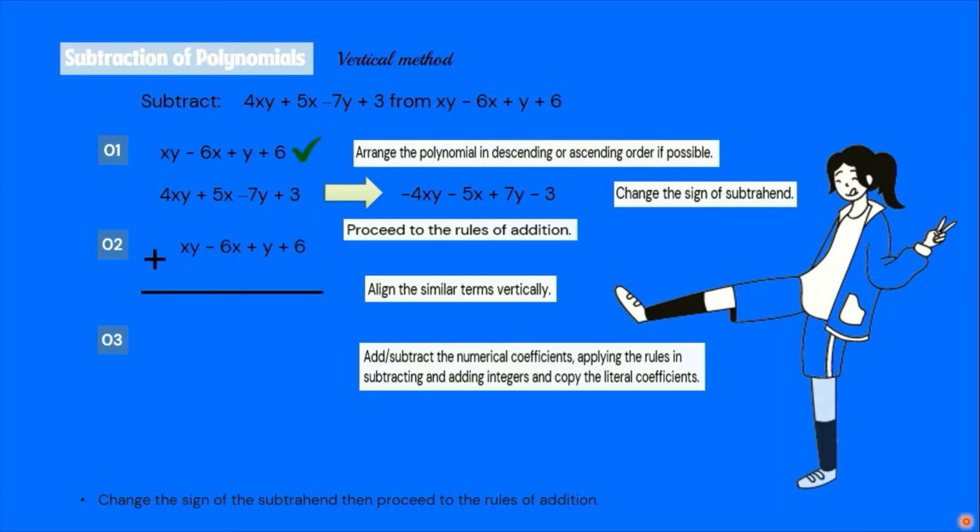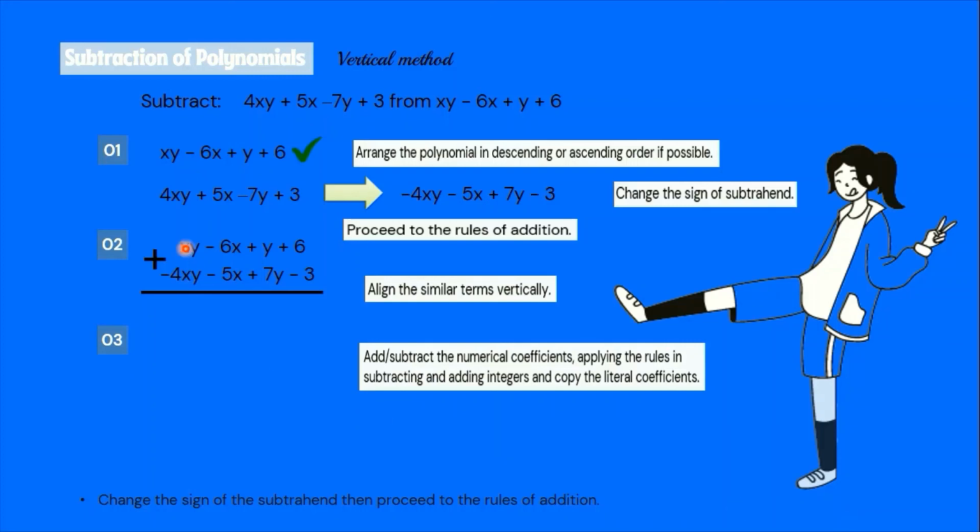Lagay natin yung unang polynomial, yung ating minuend. xy minus 6x plus y plus 6. At saka yung ating sumunod na polynomial, yung subtrahend natin kanina na binago natin yung sign. Yun yung ating gagamitin. So, yung xy na positive ay nakatapat kay negative 4xy dahil pareho sila ng literal coefficient. Negative 6x at negative 5x, magkatapat din sila. Ganon din ang y at 7y and then the constants. Once we're done with aligning them vertically, proceed na tayo sa ating operation.